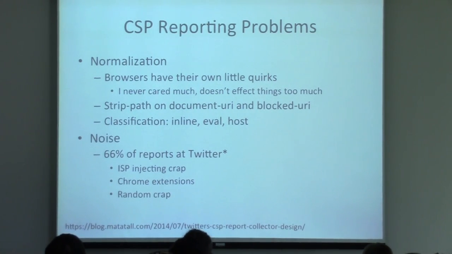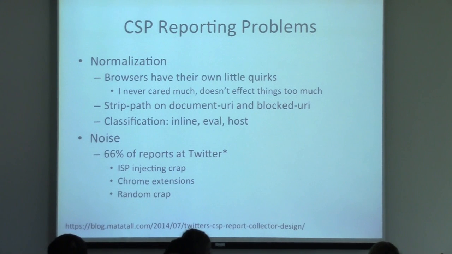Some other problems with CSP reporting: normalization. A lot of browsers have their own little quirks. They're really not that bad though. Sometimes they might just have an extra field or something. One thing that's pretty helpful with normalization is on the document URI and blocked URI, sometimes you'll have paths and they're really not too important. Usually you're just interested in the domain. So usually on Caspr, those get stripped down.